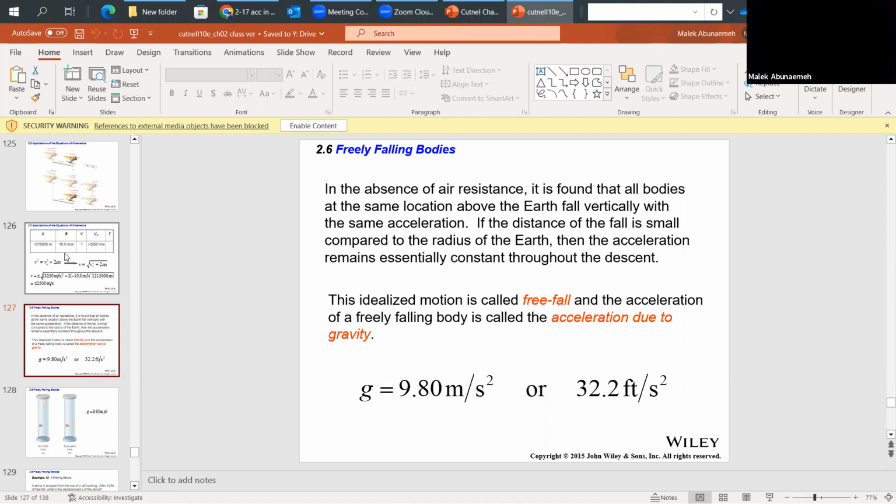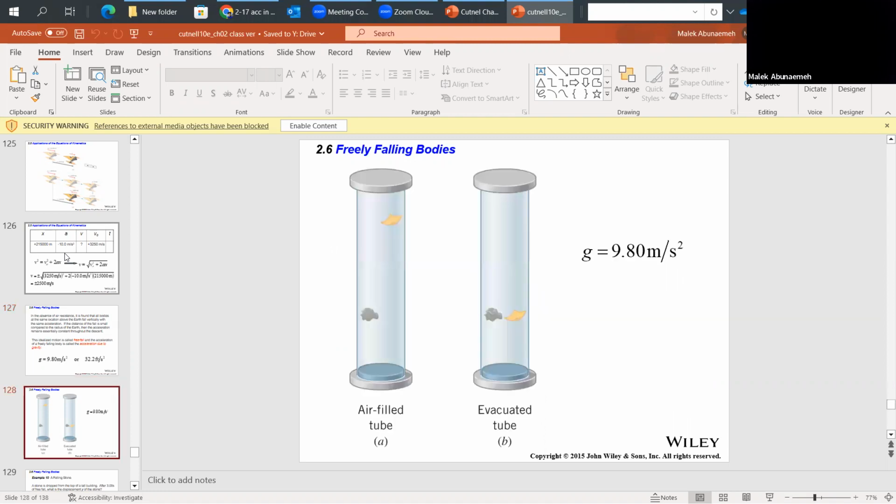Now, the ideal motion, like we just talked about, is called free fall, and the acceleration of the free falling object is called the acceleration due to gravity, which is 9.8 meters per second squared. And this is the actual video that we just saw a little while ago.